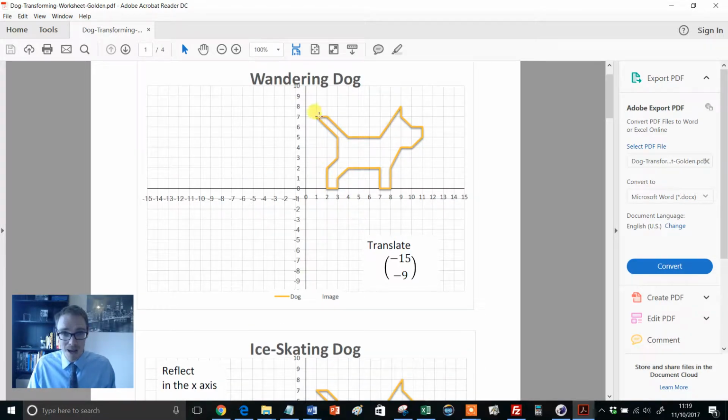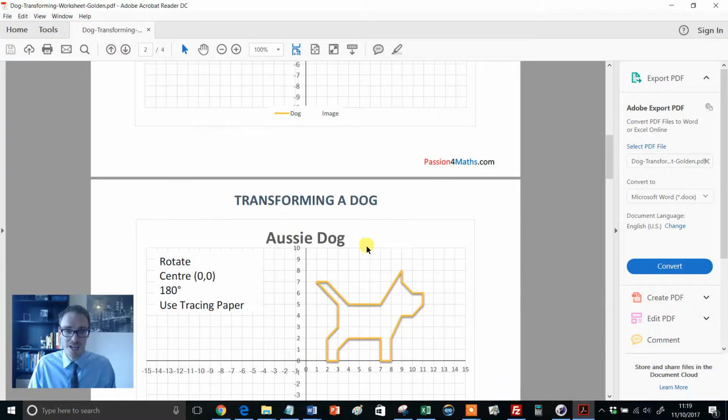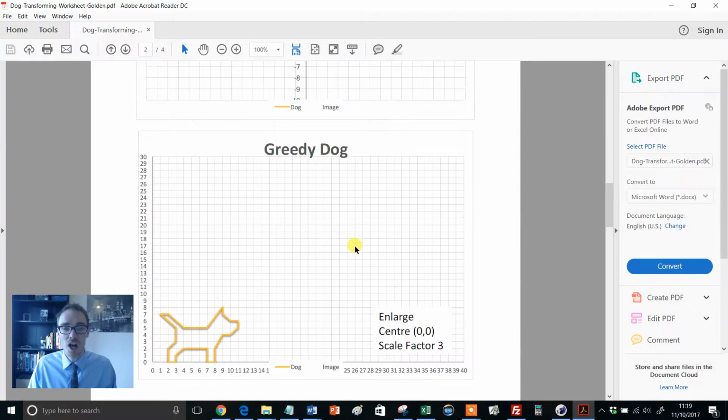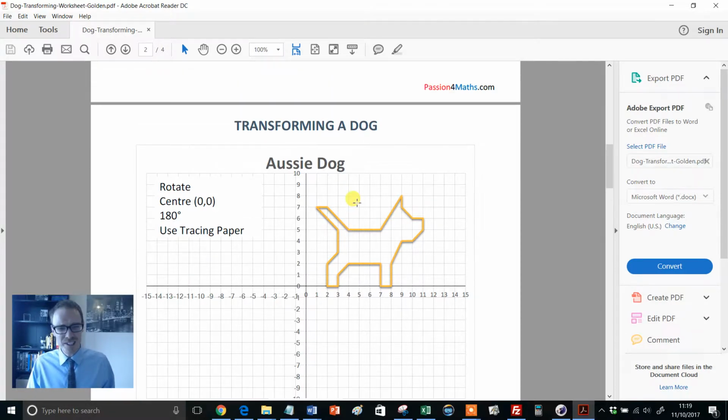Because look at the amount of vertices on this dog, and that means you've got to be really precise with your translations, your reflections, your rotations and your enlargement. It's far more challenging, but in a useful way, to transform a dog than it is a 4-sided rectangle or a 3-sided triangle or something like that. So that's why I like it, and also just it's a bit different.